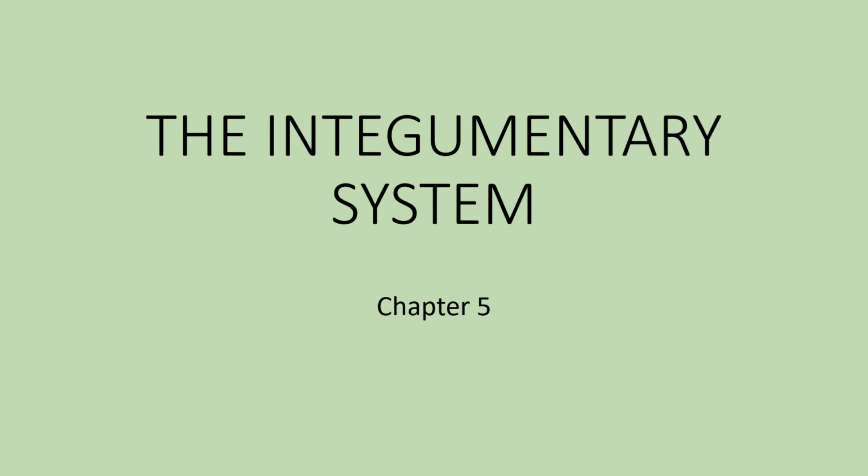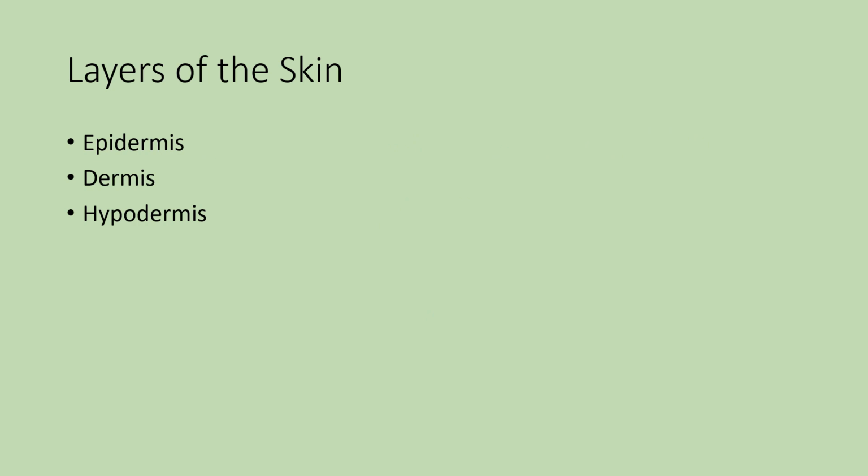This is Chapter 5, which deals with the integumentary system. The integumentary system is the skin and everything associated with it. The skin is divided into 3 layers. You have the epidermis, the dermis, and the hypodermis.